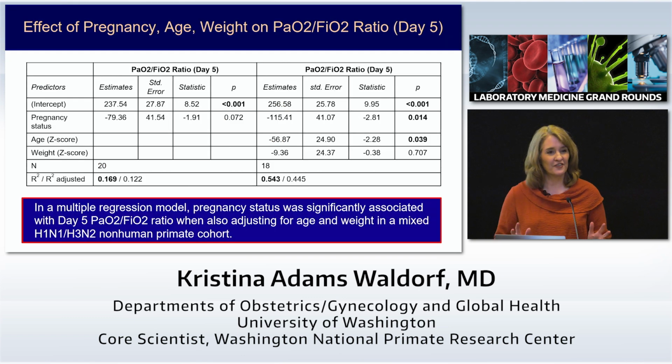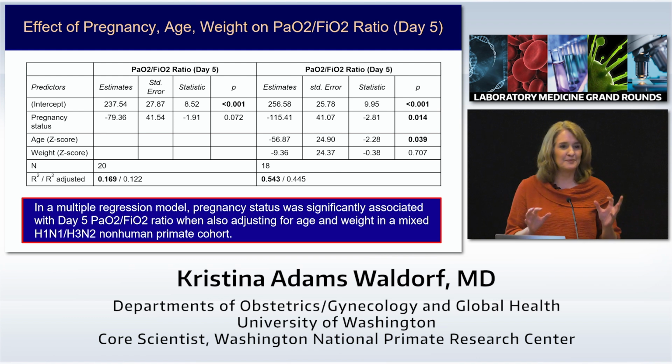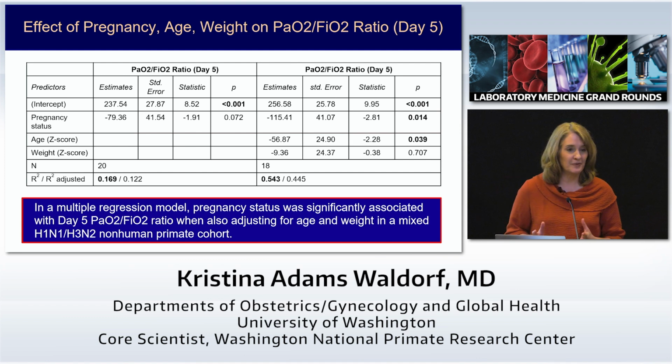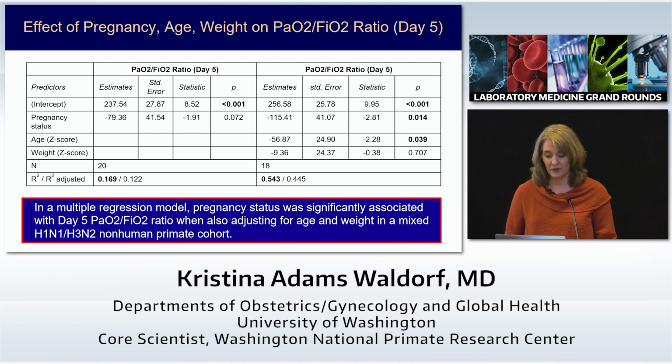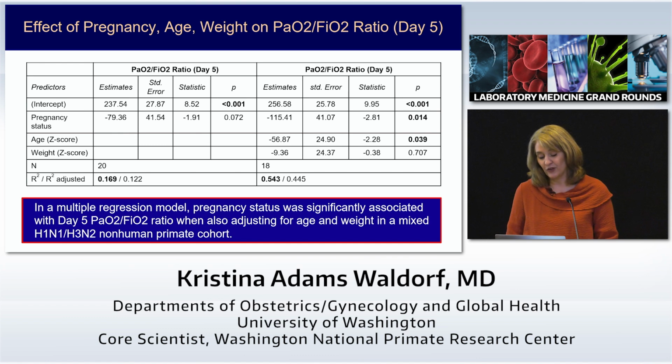Next we wanted to model this and get a sense of altogether what we are seeing. We're seeing some significant findings here and there, but we were trying to put it all together and see what is really driving this disease. So we did a multiple regression model, because fortunately we had quantitative variables for things. In the first model on the left side of the screen, we're just looking at the effect of pregnancy status on the oxygenation PF ratio at day 5. Pregnancy status had a p-value of 0.07. It explained about 17% of the variation in the model, which was the R-squared.